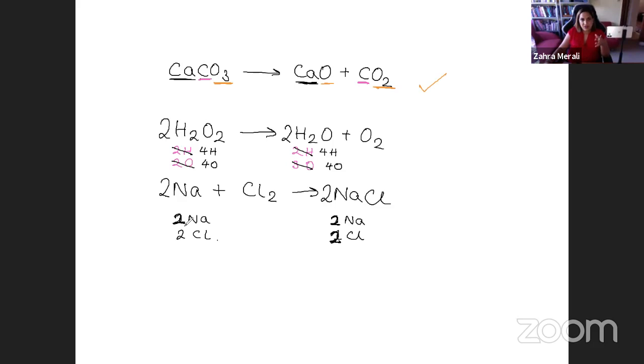Right, so what does a balanced equation tell you? It tells you the moles. So this is telling me, if I think of this here, I have 2 sodium molecules, 1 chlorine molecule, and 2 sodium chloride molecules. But it's also telling me I have 2 moles of sodium, 1 mole of chlorine, and that makes 2 moles of sodium chloride.